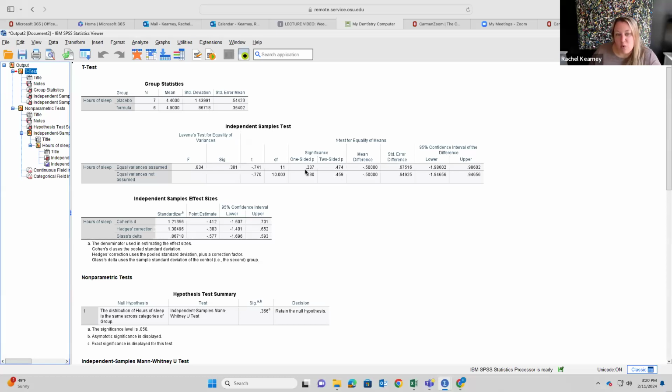If our hypothesis was one-sided and we said something like the formula group has greater hours of sleep, we would use this one-sided column, and that would be 0.23. Both of these are still greater than 0.05, and so our difference is not significant. So even though the formula group's average was 4.9 hours of sleep, which was more than the placebo group, it is not statistically significant because our p-value is greater than 0.05.